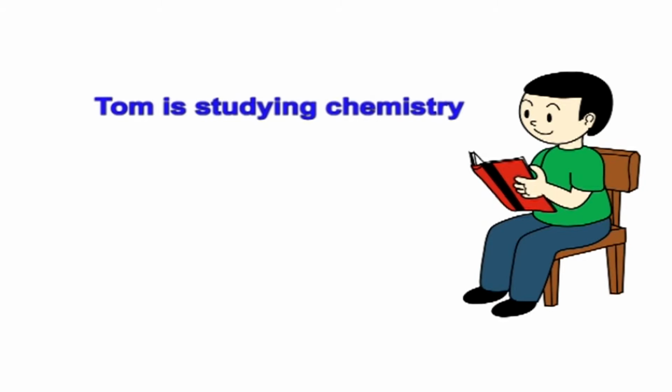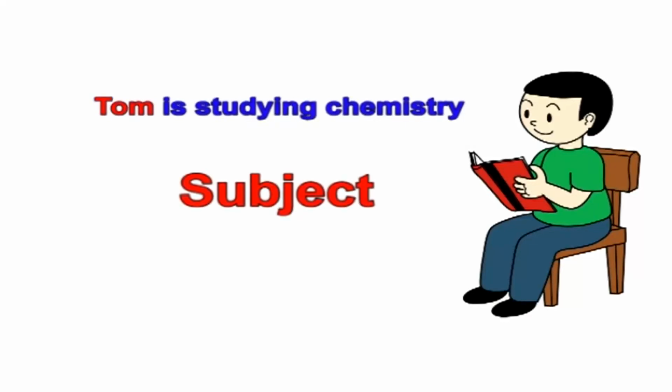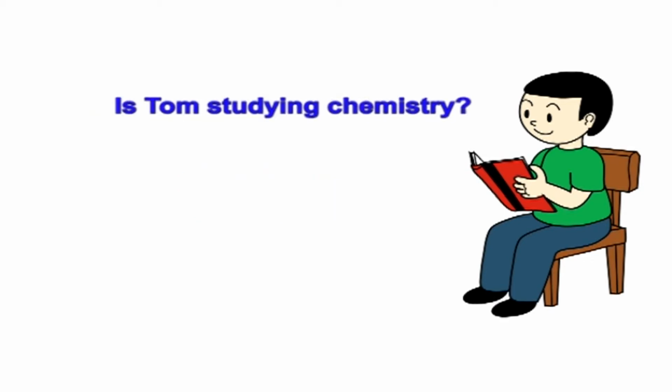Let me illustrate this with some examples. Consider the sentence, Tom is studying chemistry. Here all three criteria combine to identify Tom as the subject. Now consider the sentence, Is Tom studying chemistry? This sentence involves the subject-auxiliary inversion of a yes or no question.